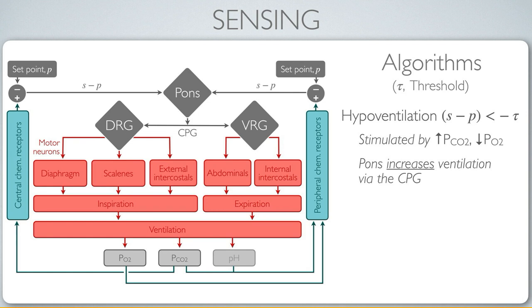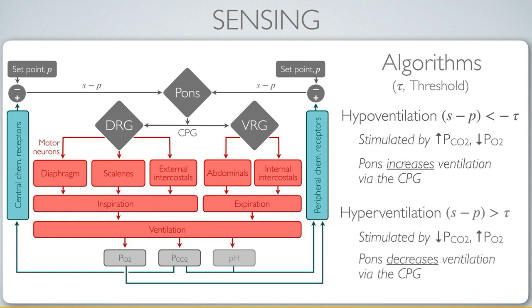Hyperventilation is the opposite problem. That is, we're ventilating more than metabolism requires, and so our error is greater than some threshold. It's stimulated by the partial pressure for CO2 being very low and the partial pressure for oxygen being very high, with similar kinds of pathways. The pons, in response, decreases ventilation through the CPG.